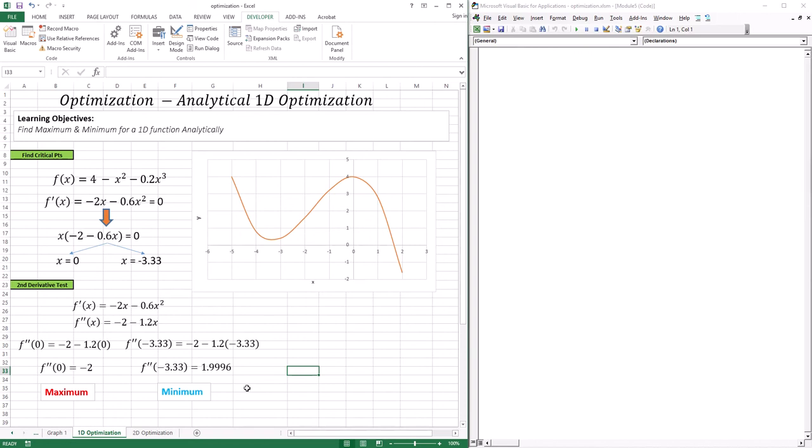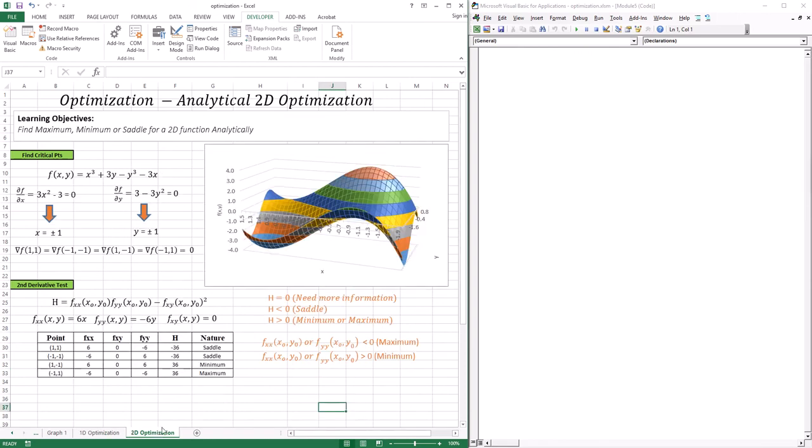So let's actually go to 2D optimization. How do we do this analytically? It's a little bit more involved, as you would predict, because f is now not only dependent on x, but f is dependent on x and y. And this is the same function that I introduced in the previous lesson. f of x, y equals x cubed plus 3y minus y cubed minus 3x.